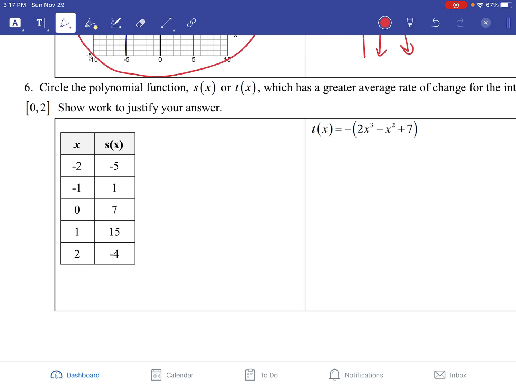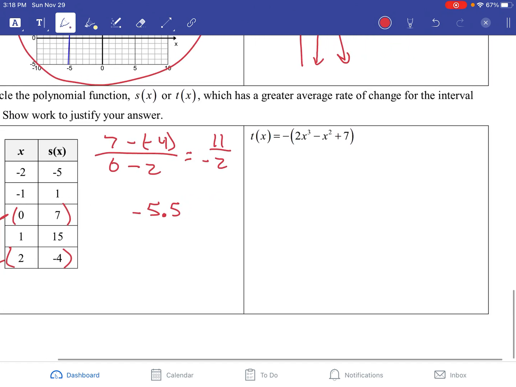We have s of x and t of x. All right. So we want to find from 0 to 2. So from 0 to 2, these are our points. Okay, so we have 7 minus negative 4 over 0 minus 2, which gives us 11 divided by negative 2, which is negative 5.5. We're going to make these as decimals to make it easier on ourselves.